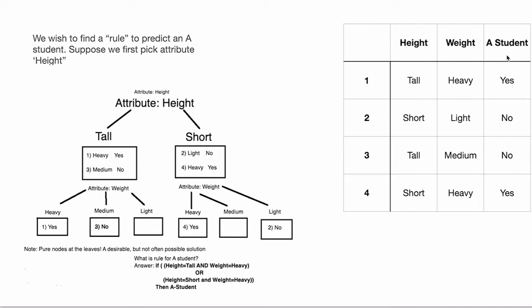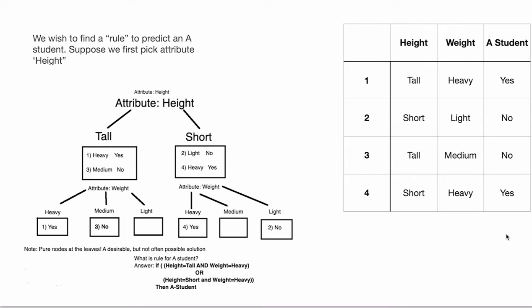So for example, we can see that if you're tall and heavy, you're an A student. And what we're trying to do is we're trying to be predictive here. In other words, let's imagine in comes some other student now that we haven't seen before, but we can record their height and their weight, and then we're trying to predict whether they're an A student or not.